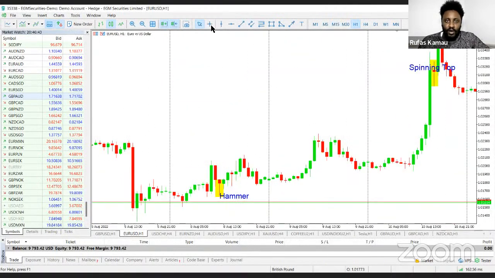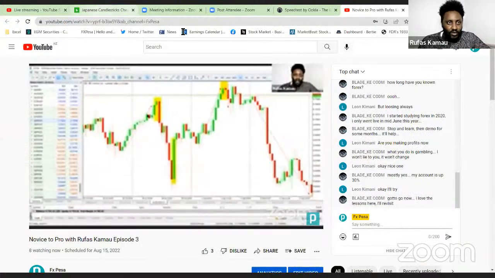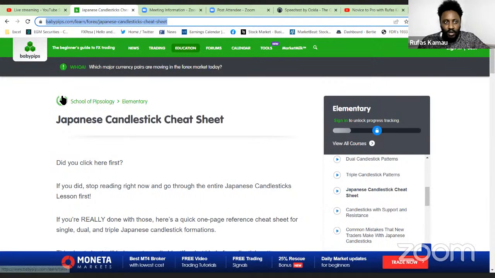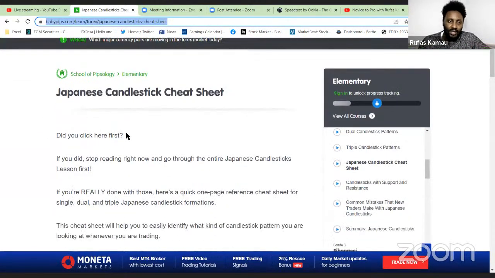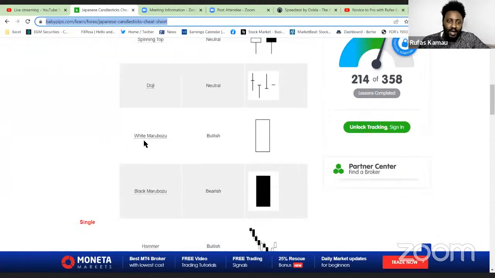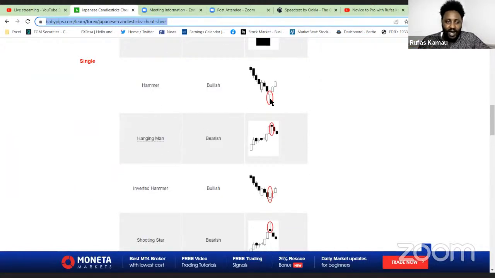Of course, you're going to cover even more. If you look at an entire list of all the candlesticks available, there is a lot more you can learn. I will share a link. This is from a very popular website called BabyPips. From here, you'll get the entire candlestick cheat sheet. You learn the spinning tops, the Dojis, the white Marubozu, the black Marubozu. You learn what a hammer is, a hanging man, inverted hammer.